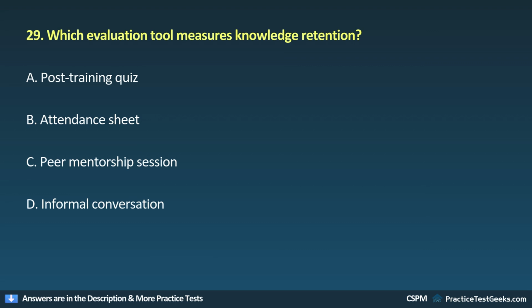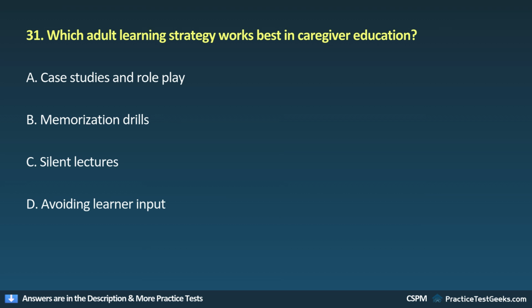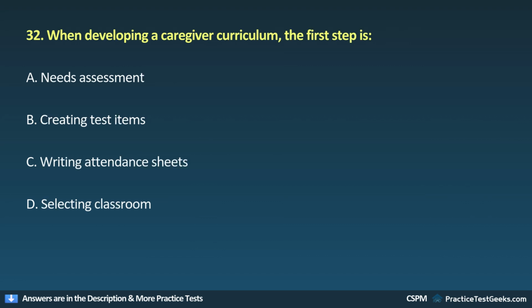30. The most important principle of caregiver-patient communication is A. Confidentiality and respect. B. Technical accuracy only. C. Using complex terms. D. Limited interaction. 31. Which adult learning strategy works best in caregiver education? A. Case studies and role play. B. Memorization drills. C. Silent lectures. D. Avoiding learner input.